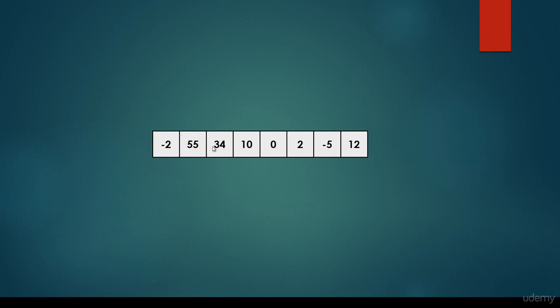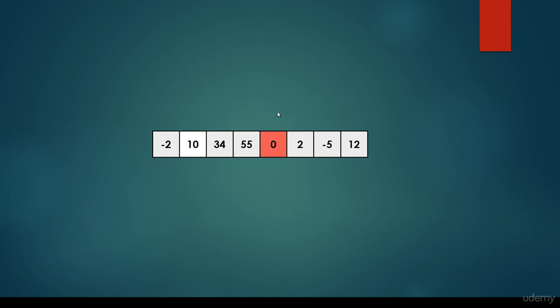Okay, what about the next one? It is 34. We have to consider every single item that precedes that given 34: 55 and -2. 55 is greater than 34? Yeah, so we shift it. -2 is greater than 34? No, so it's going to be just fine. Okay, what about the next item? The 10. Again, we have to consider every single item that precedes the number 10. 55 is greater? Yeah, we shift it. 34 is greater than 10? Yeah, we shift it. -2 is greater? No, so it's going to be just fine.